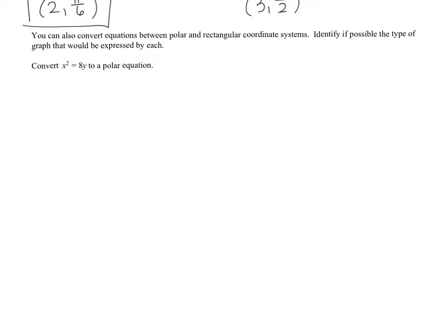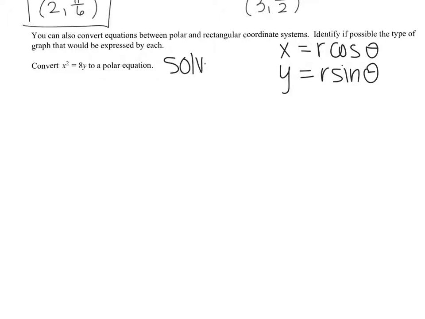So we want to convert x squared equals 8y to a polar equation. What we're going to do is use that conversion equation that we used with points, the fact that x equals r cosine theta and y equals r sine theta. And after we replace x and y with those equations, we then solve for r. Polar equations are always of the form r equals. So once we replace x and y, we want to work on getting r by itself.